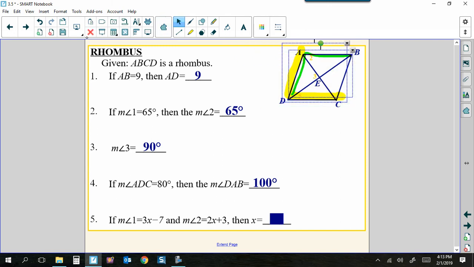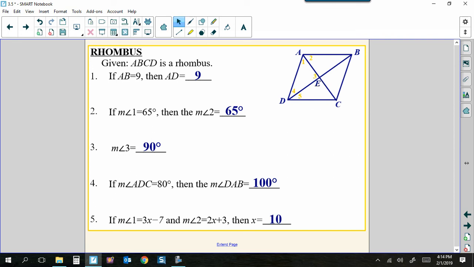Okay, moving on. So now, if the measure of angle 1 is equal to 3x minus 7, and the measure of angle 2 is equal to 2x plus 3, then what is x? Well, I know the measure of angle 1 and the measure of angle 2 are equal to each other because they have been bisected. So I can say that 3x minus 7 is equal to 2x plus 3. When solving, I can then say 3x equals 2x plus 10, and simplifying, I get x equals 10.